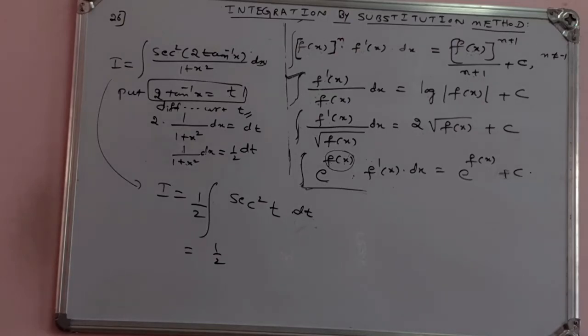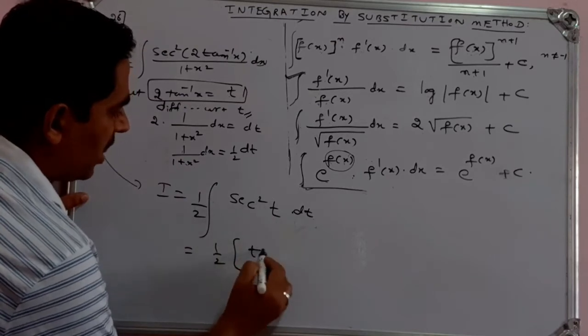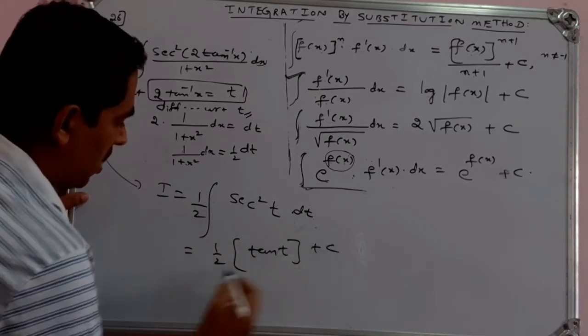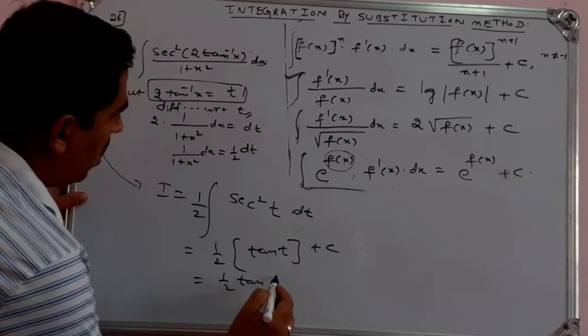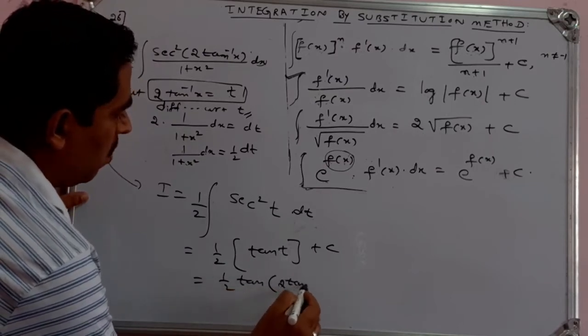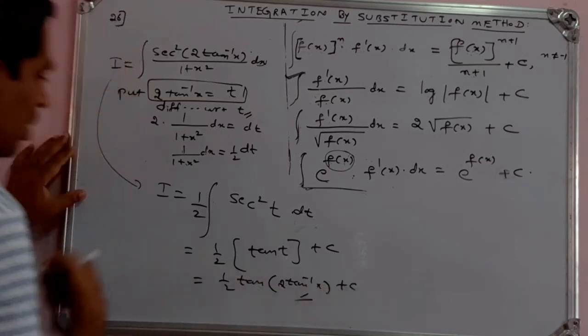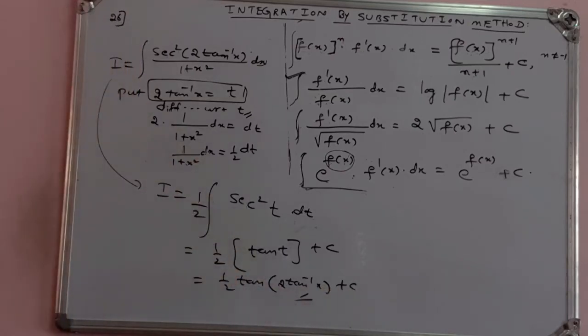What is the formula for integration of secant square x? That is tan x, so that is tan t plus c. That is half into tan of t, which means tan of 2 tan inverse x, plus c. So integration of secant square t is tan t. Note down the solution of this.